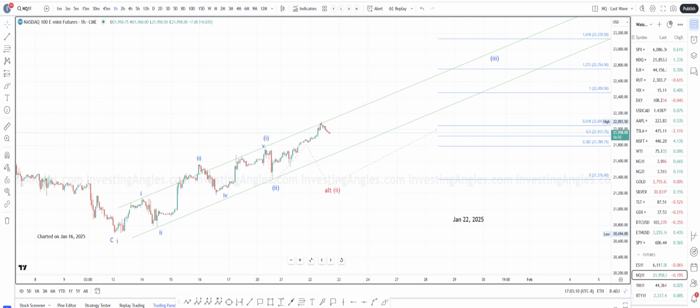All right, so let's move on to the next subject. This is TLT.